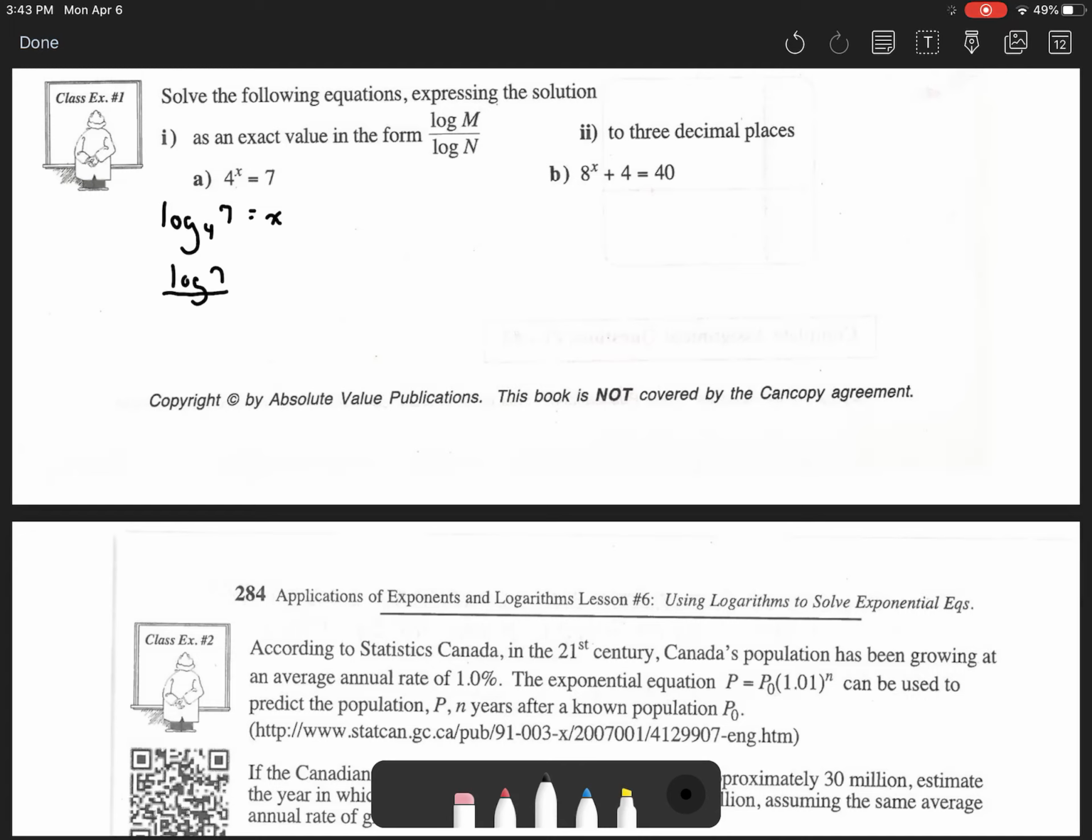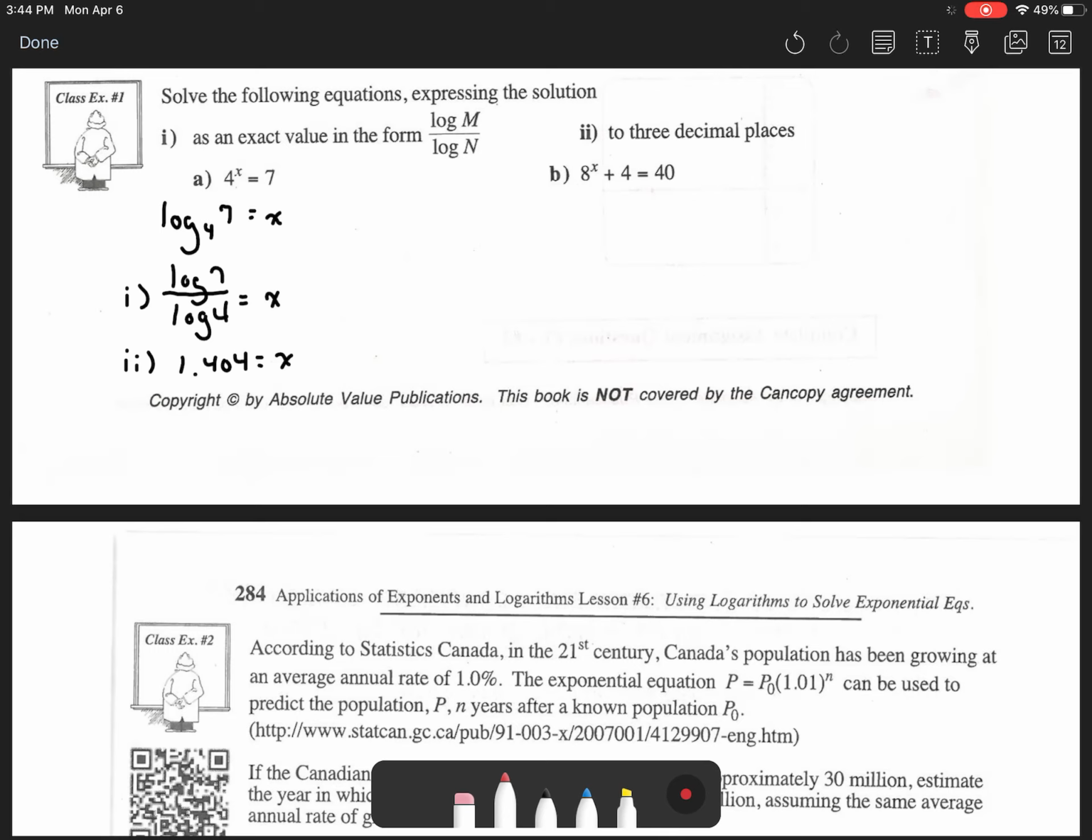From here then, I rewrite it like this: log 7 over log 4 equals x. So there is your exact answer in the form log m over log n. So there is actually part 1. Part 2 now is I'm just going to do that calculation on my calculator. So log 7 divided by log of 4, and when you do that, we will get 1.404 equals x. And there it is to 3 decimal places.